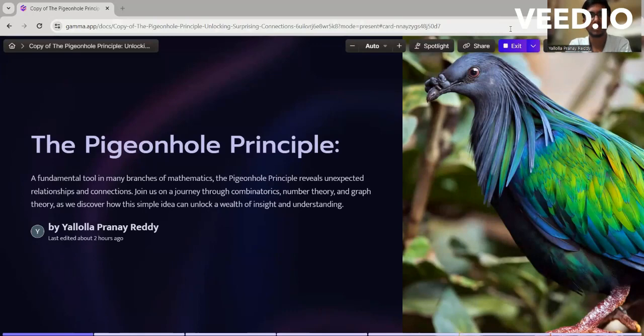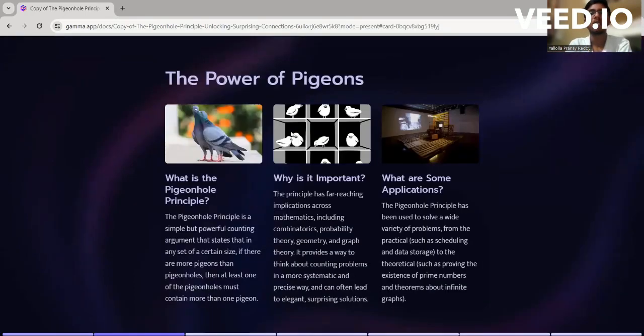Today we are going to discuss the topic of the pigeonhole principle. It is a fundamental tool in many branches of mathematics, and this principle reveals unexpected relationships and connections. So what is the pigeonhole principle? The pigeonhole principle is a simple but powerful counting argument that states that in any set of certain size, if there are more pigeons than pigeonholes, then at least one of the pigeonholes must contain more than one pigeon.